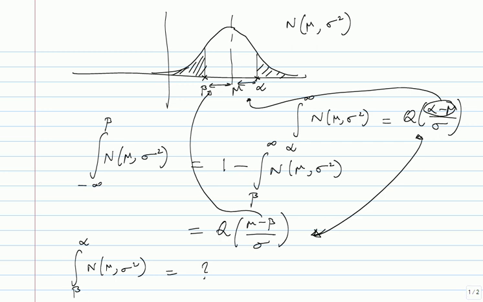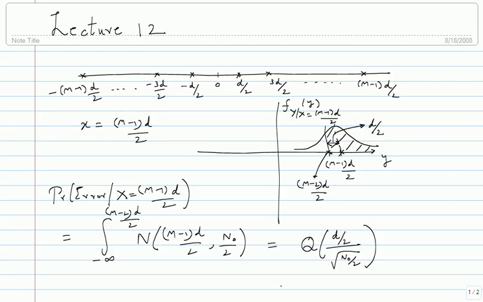Let me go back once again to that page and remind you what we got. This is conditional on transmitting one of the rightmost extreme points, probability of error given x equals (m minus 1) d by 2. This has to be equal to Q of (d by 2) divided by root (N naught by 2). So you see once again the formula at work. I'm interested in this tail probability. And what is the deviation from the mean? It's d by 2, divided by sigma. Use that, it's easy to work this out.